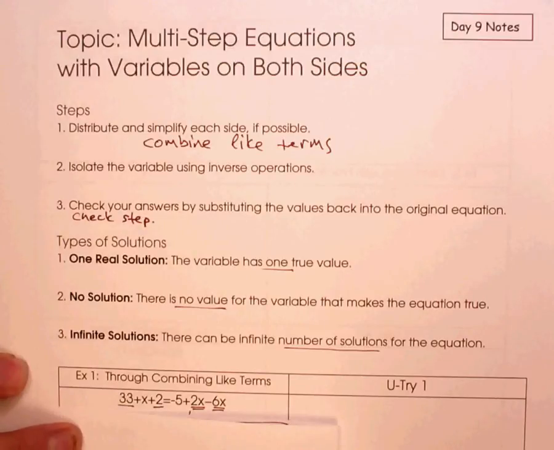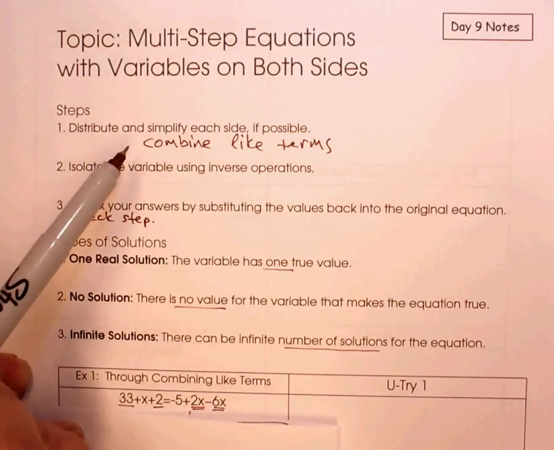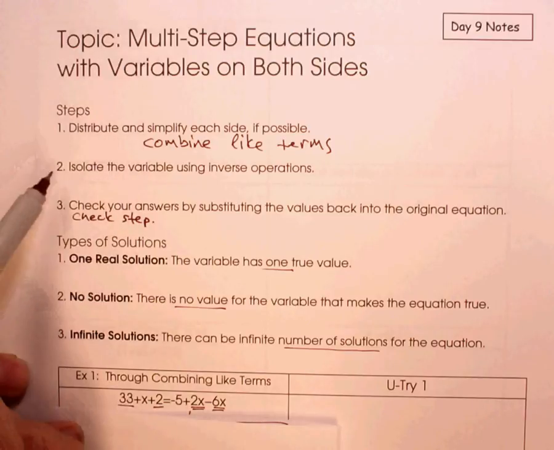Today we will look into multi-step equations with variables on both sides. Our steps to follow are: first, distribute and simplify each side. Simplifying will involve combining like terms. Second, isolate the variable using inverse operations. We are going to gather all the variables on one side and the numbers on the other side of the equation.